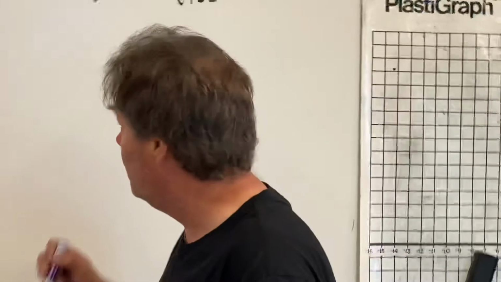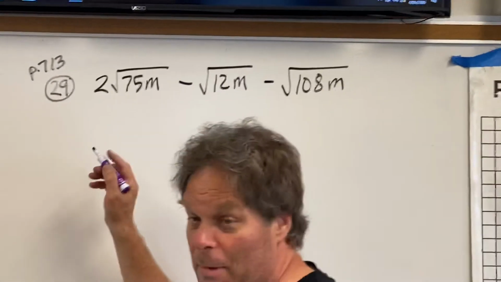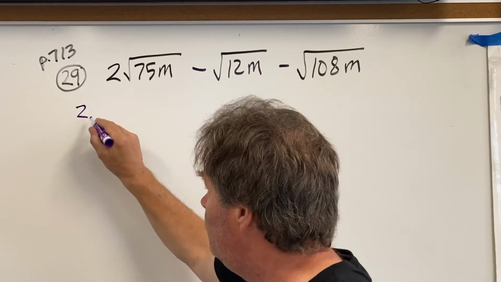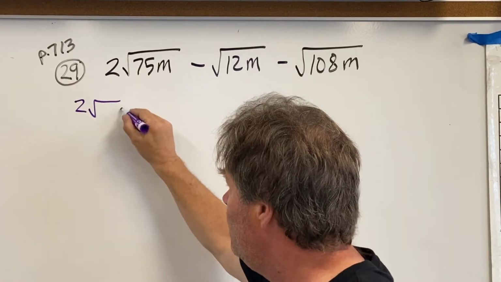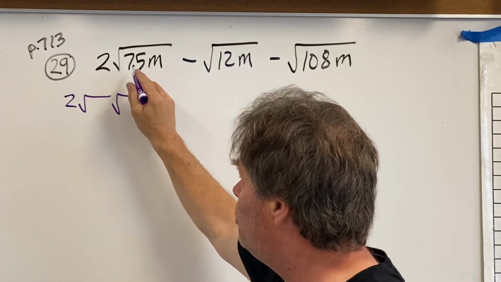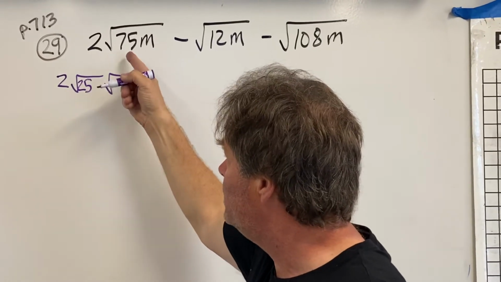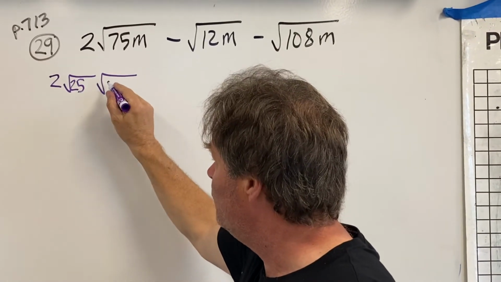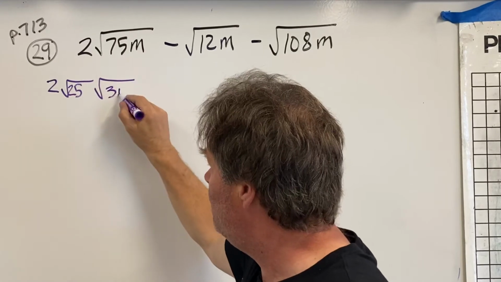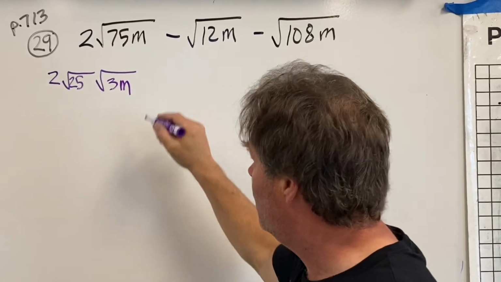Okay, finally, let's do this one. So, same idea. All of this stuff is the same idea. 2, root pretty, root ugly. What's pretty about 75? 25. Remember, 3/4, 75 cents. What's ugly? 3. What's pretty about m? Nothing. So there we go.